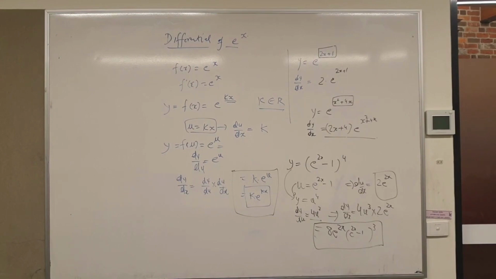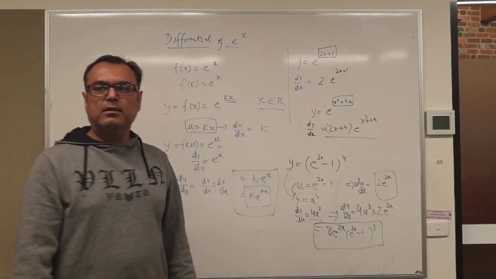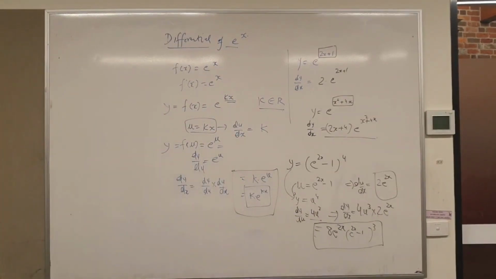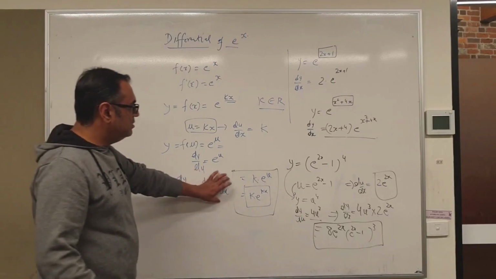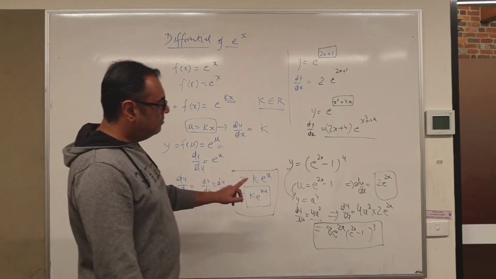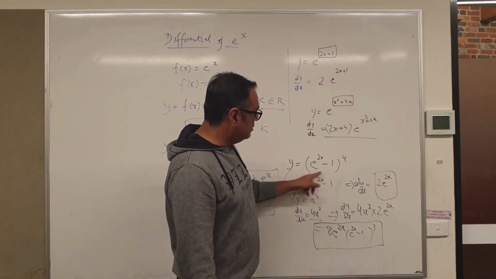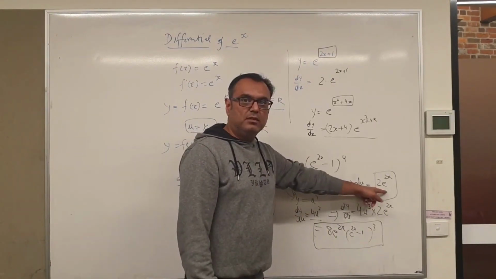Does that go straight into your head or not? Ayushka? Yes? Please ask. Is this clear? The chain rule part is clear. It's the bit with the e, like when it's e to the power of x squared. Wait, this one? How did I get this to this? This is fine, right?